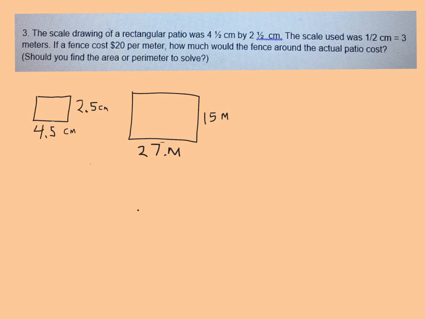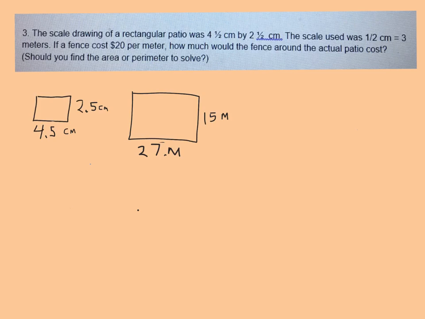All right, so now I know all the dimensions of the actual patio, and now I have to build a fence around it and find out the cost per meter to buy the fence. So it says $20 per meter. So how many meters goes around the actual patio? Well, that's a perimeter problem, not an area problem, perimeter. So I need to add the sides.